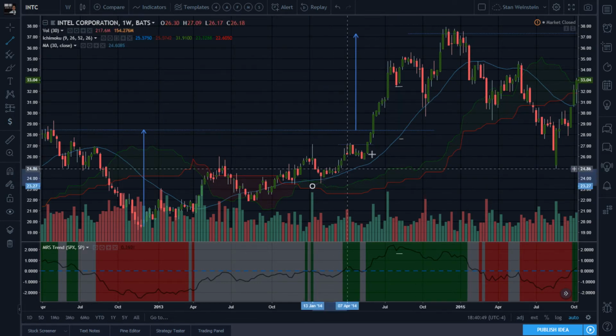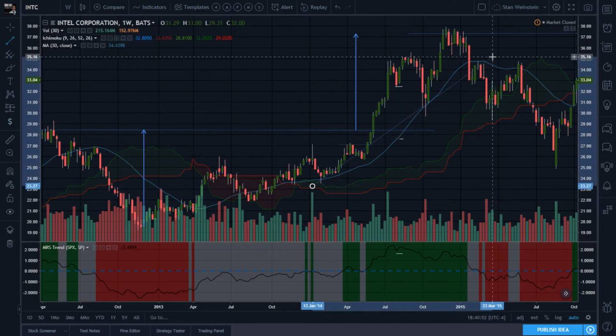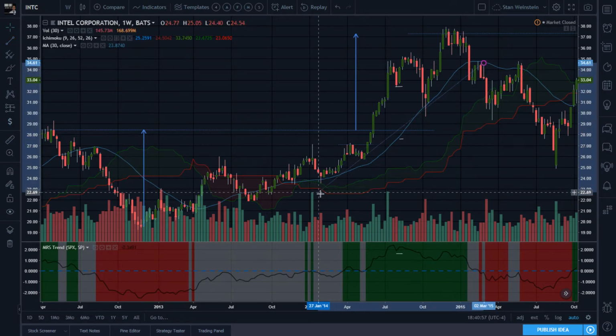1, 2. Stan, remember he wanted 3 points, and a violation on the 4th would be considered a break. Then you take off half your position. Not quite right. You would have been exited here if you would have been a trader, so you would have not ridden all the way to the top. You would have moved to here, and that's it, guys.